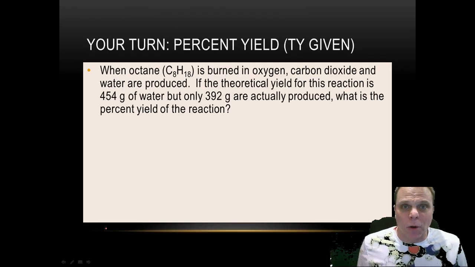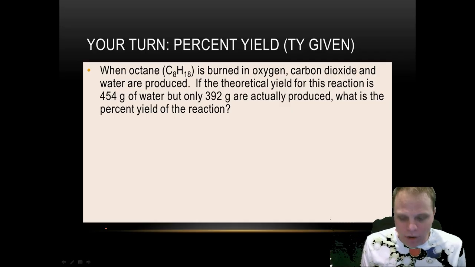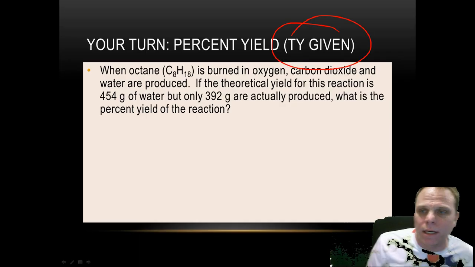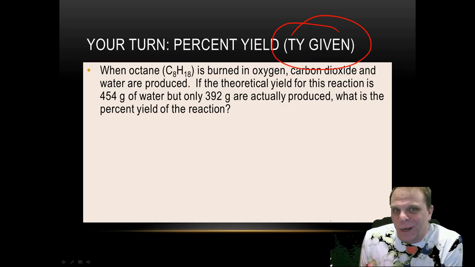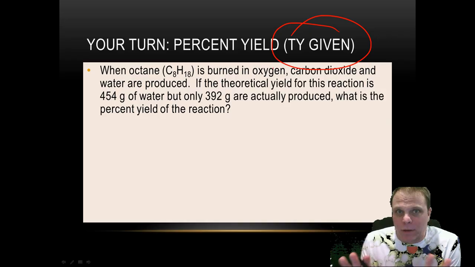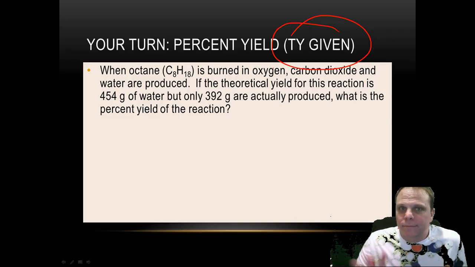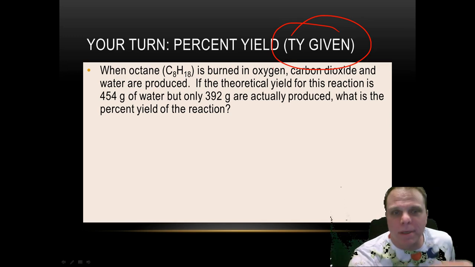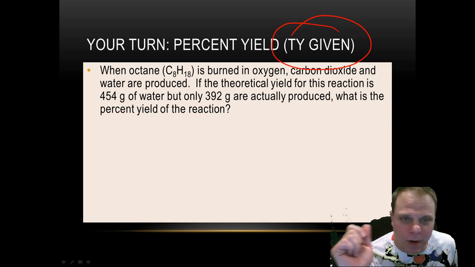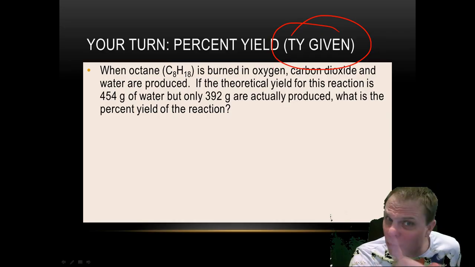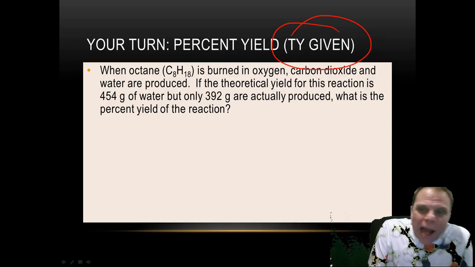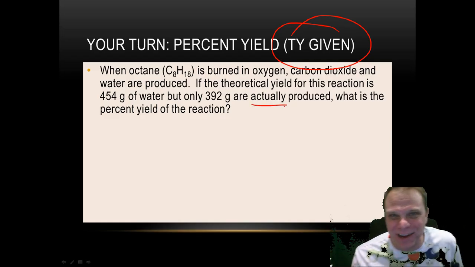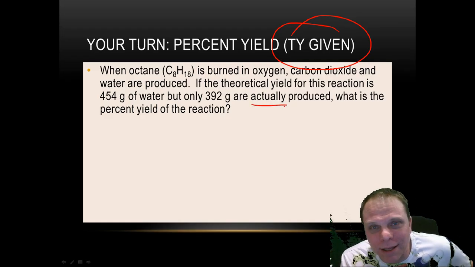All right, so your turn. Now notice here that this is one where the theoretical yield is given. I'm going to do one in a minute where it's not given, but this one, it's given. You've got this. Here we go. When octane is burned in oxygen, carbon dioxide and water are produced. The theoretical yield for this reaction is 454 grams of water, but only 392 grams are actually produced. Again, we won't always say that, but when we do, it's actually cool. What is the percent yield of the reaction?